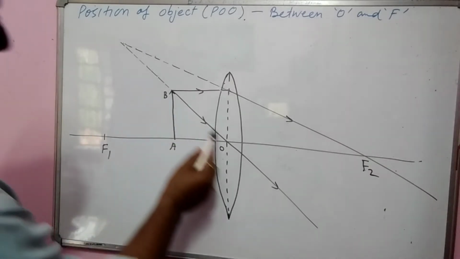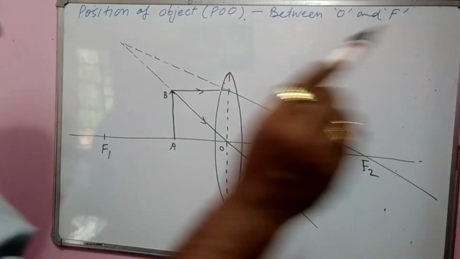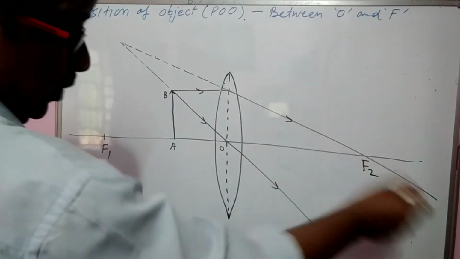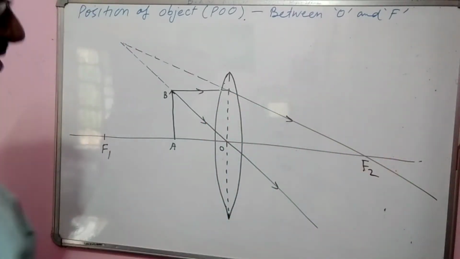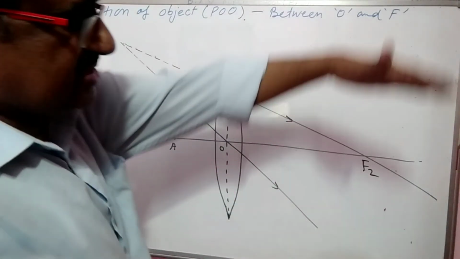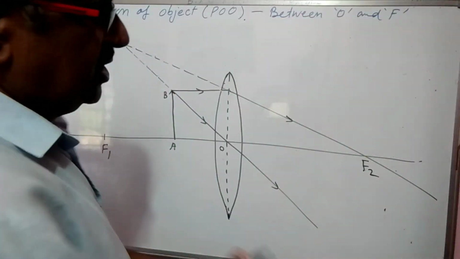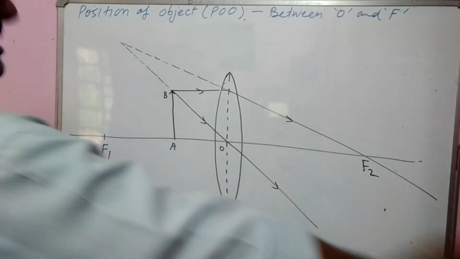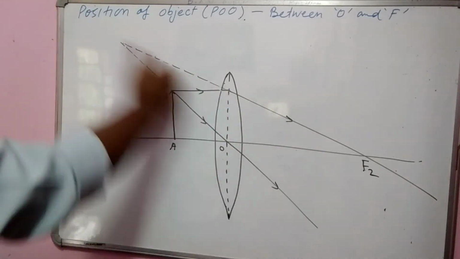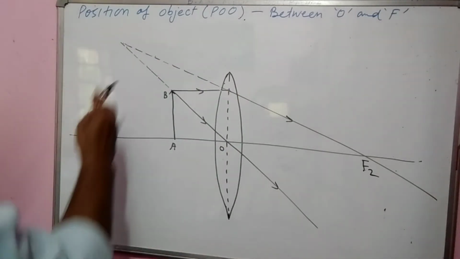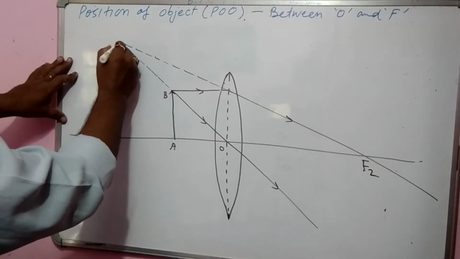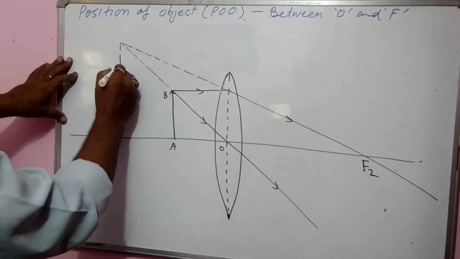A light ray will pass through the optical center and pass straight through, and the parallel light ray passes through the focus on the second side. You can see that these two light rays are moving away from each other, so they will not meet on this side. That is why it is enlarged backward, and they appear to meet at this point. So the image is formed here. Here is the image.